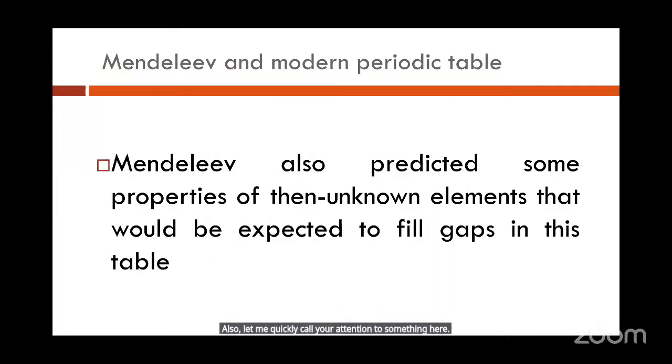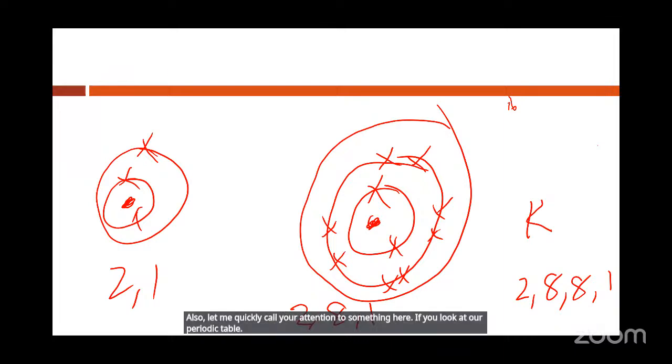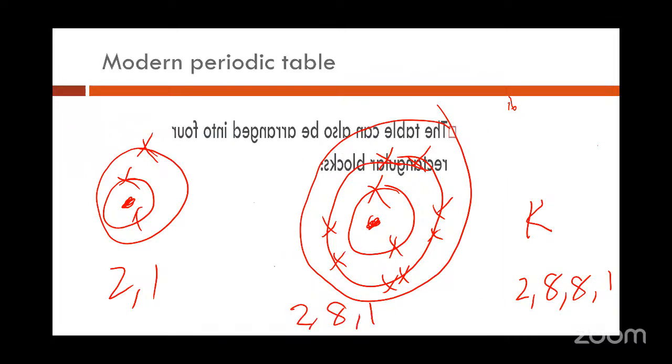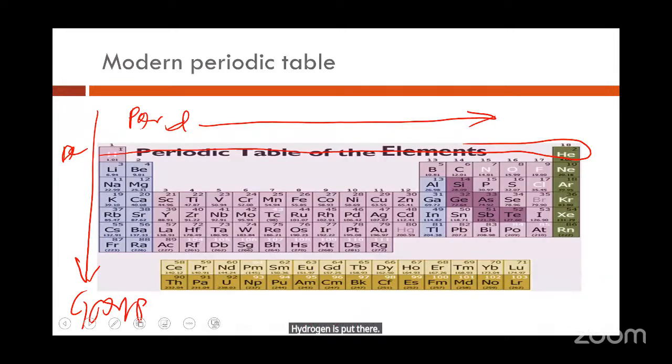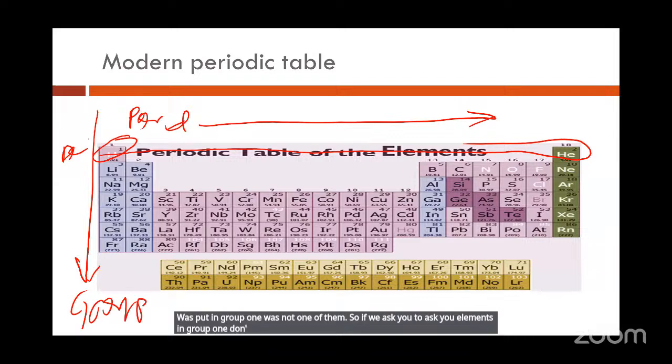If you look at that periodic table, hydrogen is put there in group 1, but it's not one of them. So if we ask you to mention elements in group 1, don't include hydrogen as one of them. It's just put there for convenience, but it's not one of them.